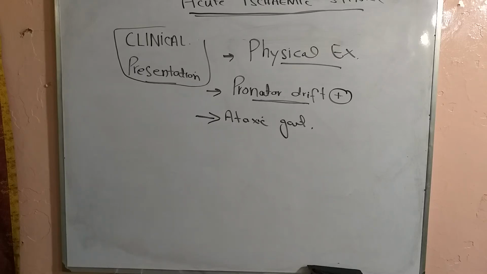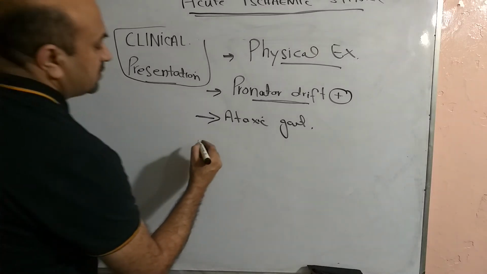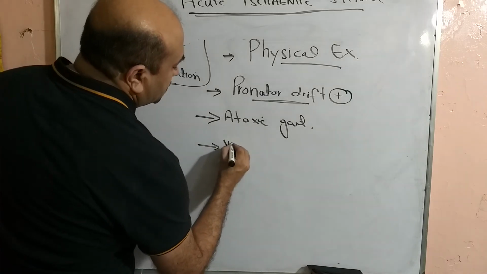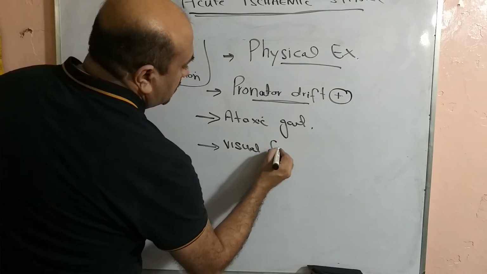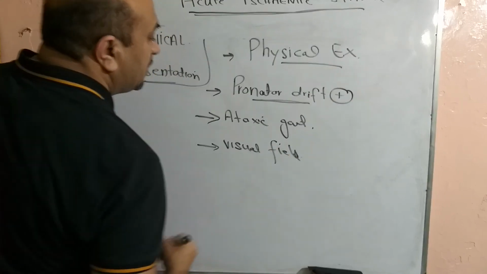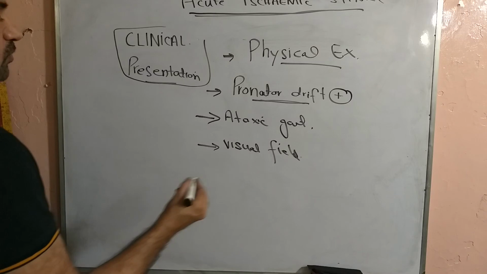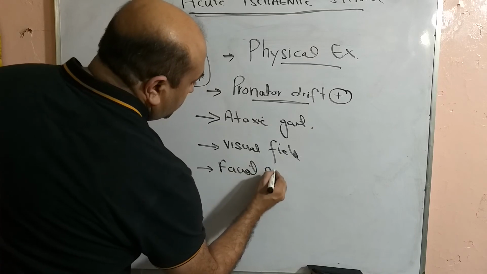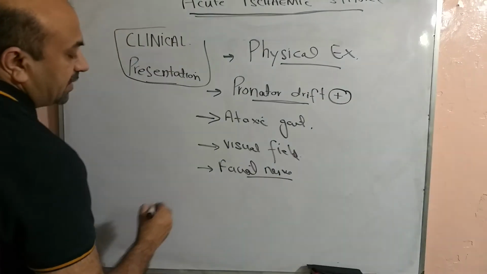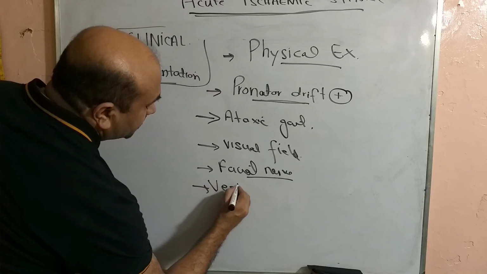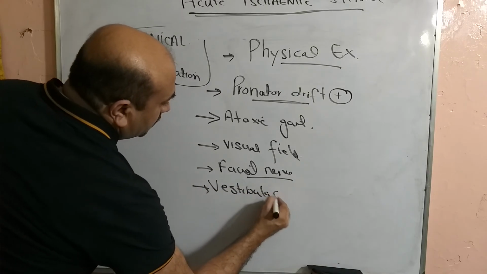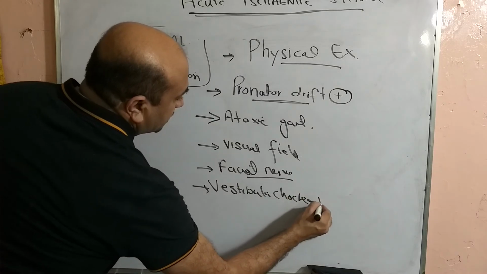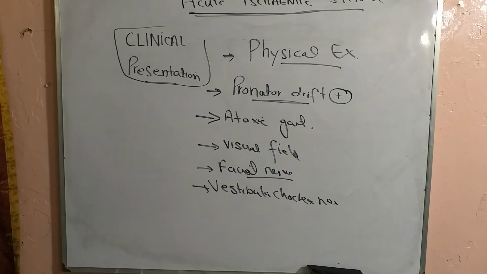And you can also check the visual field of the patient to find the hemianopsia. Other than the visual field, you can also check the facial nerve to find facial nerve palsy, and the vestibulocochlear nerve can be checked. With the help of a tuning fork, you can assess the patient if there is involvement of any nerve. Then you can also check the swallow test.